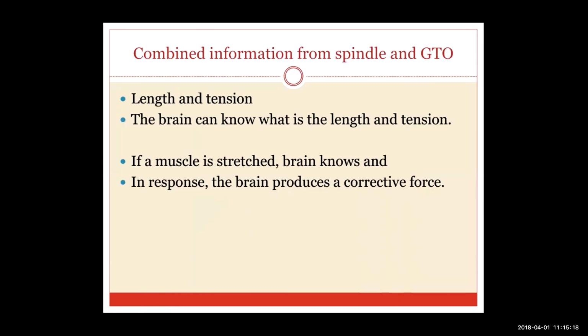Now, the combined information from the spindle and GTO basically tells about the length-tension. The brain can know what the length and what the tension is at a particular point of time. So if a muscle is being stretched, the brain knows, and in response, the brain produces a corrective action. If there is too much force or too much length change, the brain sends impulses and the muscle contracts and brings it back to the original position. That's what we mean by a corrective force.